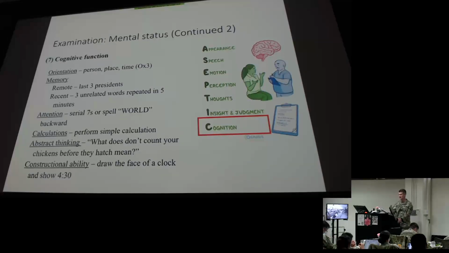And then serial 7's attention. Hey, can you count back from 99 with 7's? I think I have difficulty with that baseline. Or spell the world backwards. That one's difficult too. Calculations, simple calculations with the patient. Abstract thinking, ask them a weird question that requires them to say something like, what does don't count your chickens before they hatch mean? For someone that does random works, you're like, oh, don't expect things to happen before they happen. But someone else may say, chickens, why are they having eggs that hatch?